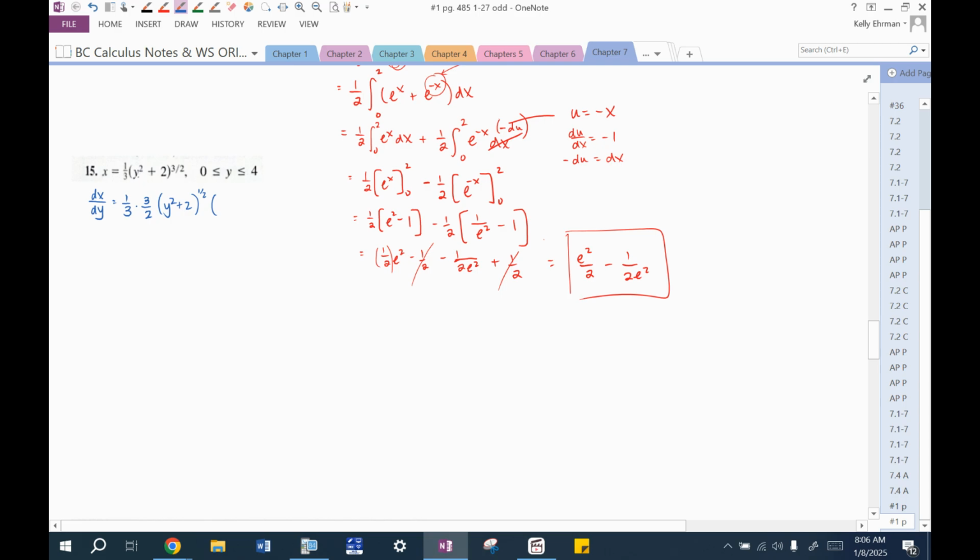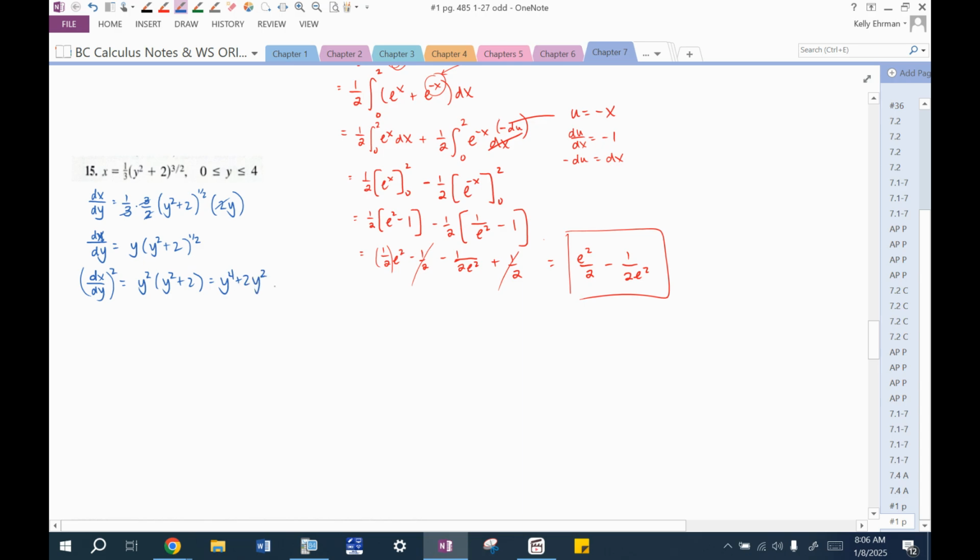Okay, and then let's see. The derivative of y squared plus 2 is 2y. Cleaning this up, the 3's cancel. This 2 cancels with this 2. So I really have dx/dy equal to y times (y squared plus 2) to the 1/2. And (dx/dy) squared will be y squared times this quantity y squared plus 2, now to the first power, which is y to the 4th plus 2y squared.